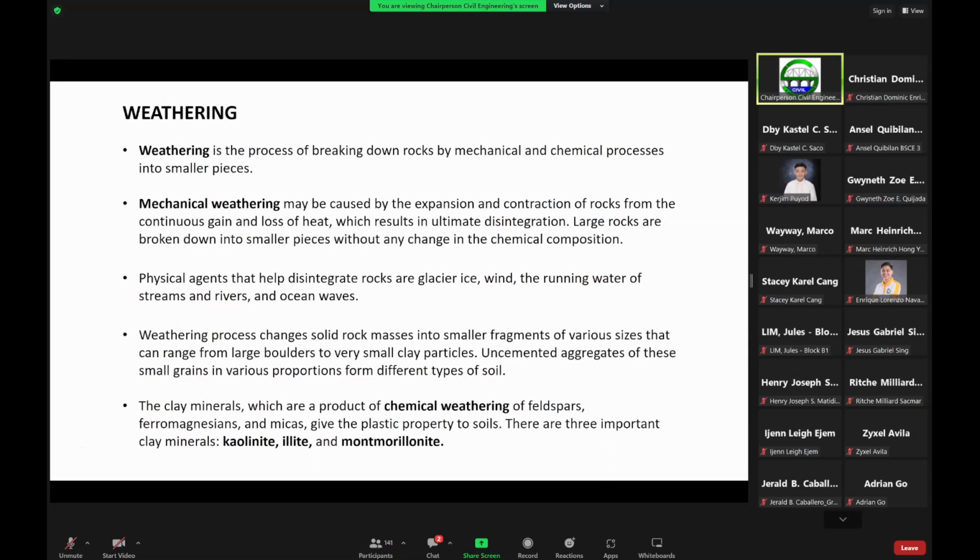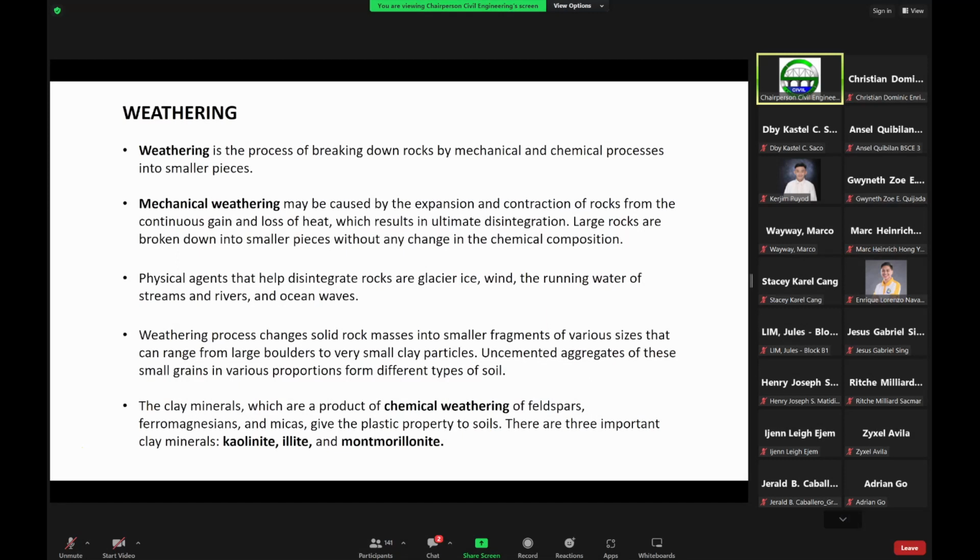Or if you don't have a choice, you cannot remove it or replace it on site because there is a problem of disposing it, where to place it, then you have the option of doing ground improvement. We do some ground improvement techniques. Now in practice, there are a lot of ground improvement techniques to address this problematic soil.